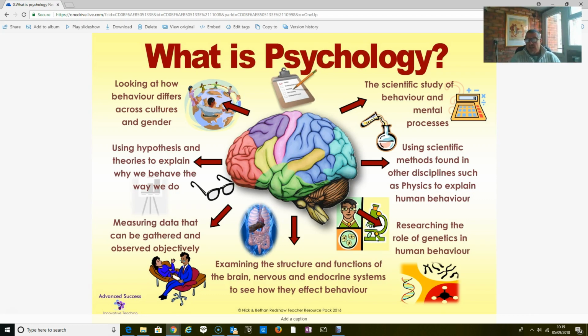Researching the role of genetics in human behaviour. And psychology examines the structure and functions of the brain, nervous and endocrine systems to see how they affect behaviour. Psychology measures data that can be gathered and observed objectively. In psychology, we use a hypothesis and theories to explain why we behave the way we do. And we look at how behaviour differs across cultures and genders.